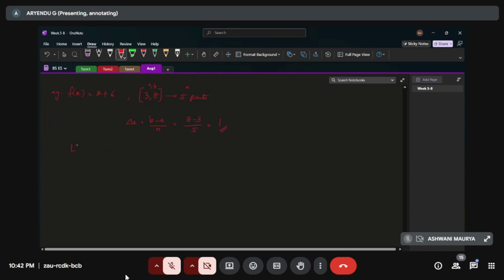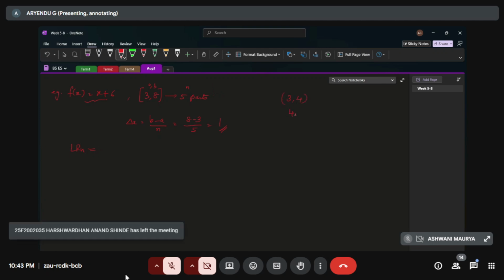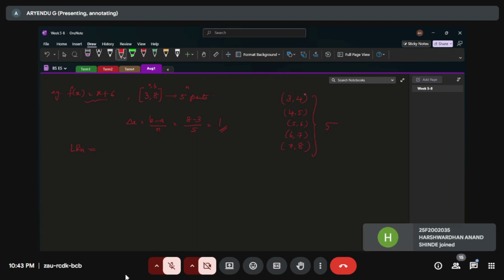And for the left Riemann sum, since this is a very small value, I'll show you practically what is happening here. We are dividing the 3 to 8 interval into 5 parts. So 3, comma 4 will be the first section. Then we have 4, comma 5. Then we have 5, comma 6, 6, comma 7, 7, comma 8. These are the 5 parts that we will get. So as we said earlier, this is a comma x1, this is x1 comma x2, this is x2 comma x3, this is x3 comma x4, and this is x4 comma b.